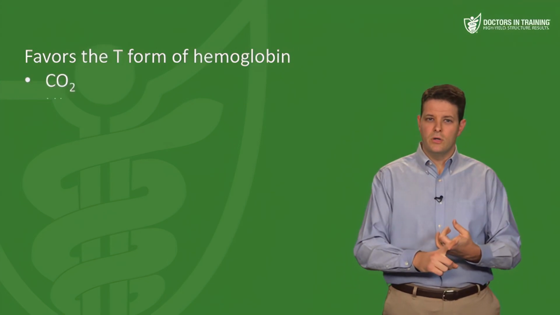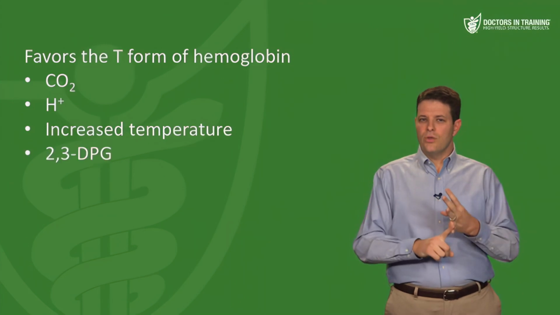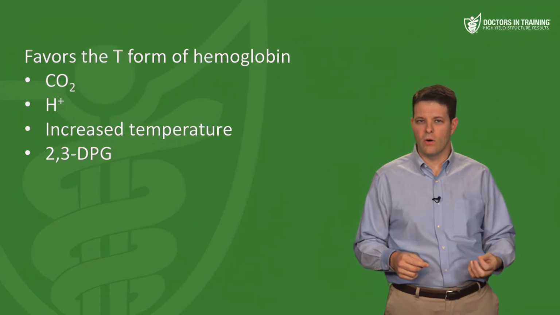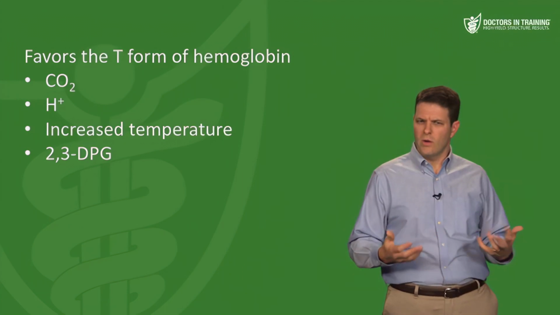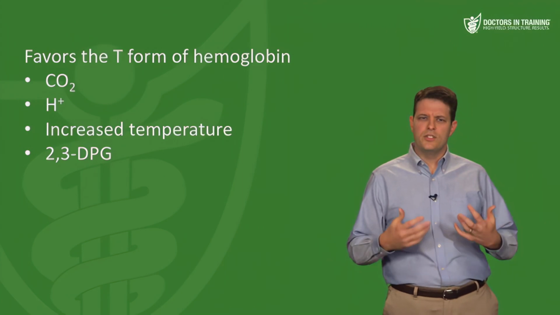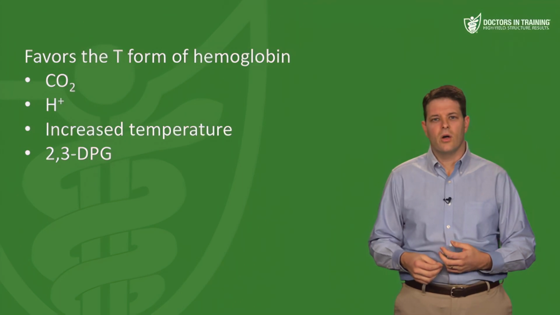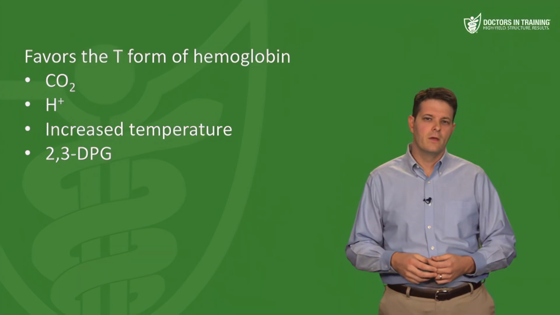CO2, hydrogen ions, increased temperature, and 2,3-DPG all favor the T form over the R form. They all favor unloading of oxygen to the tissues. Now, what's 2,3-DPG? It's 2,3-diphosphoglycerate. You'll also sometimes see it called bisphosphoglycerate, or 2,3-BPG. It's the same thing.